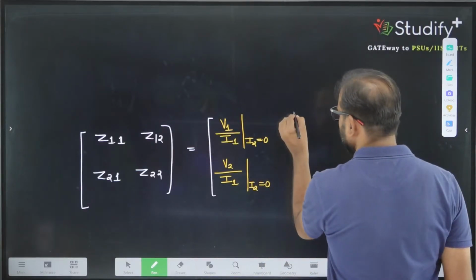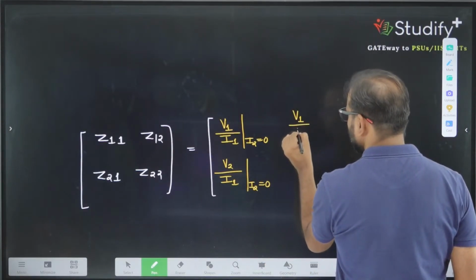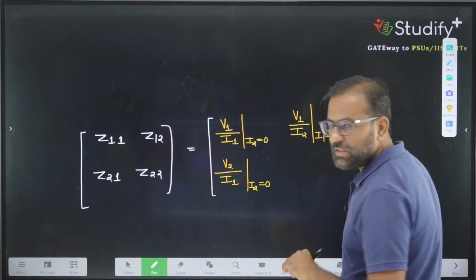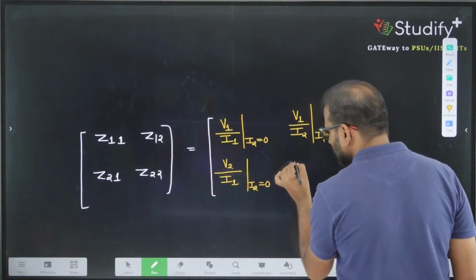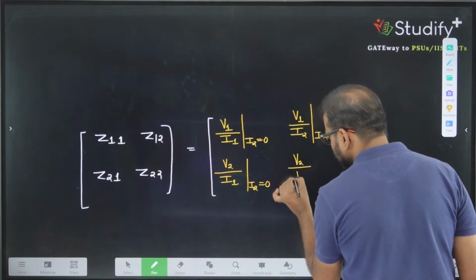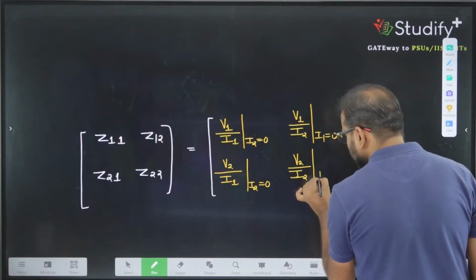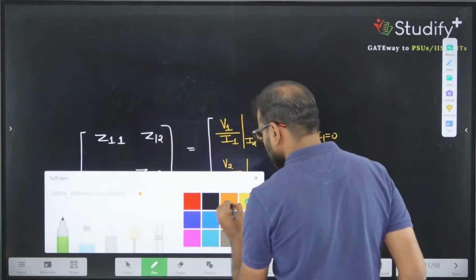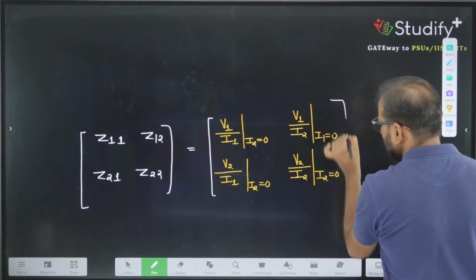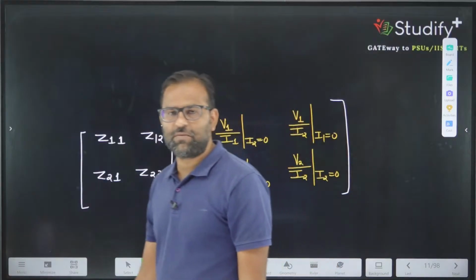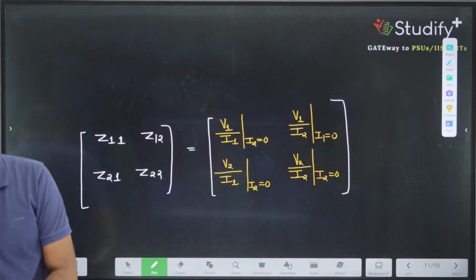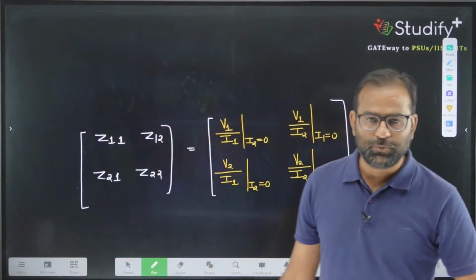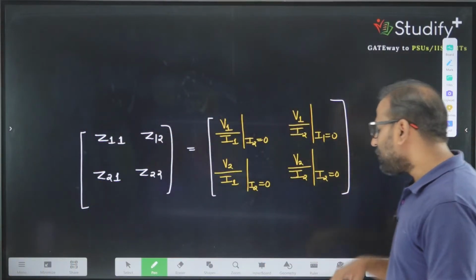And what is Z12? V1 divided by I2 by making I1 equal to 0. And what is one more parameter? One more parameter is Z22, that is the ratio of V2 divided by I2 by making I2 equal to 0. In this two-port network, four Z parameters are available, which are known as Z11, Z12, Z21 and Z22. Okay. There are two conditions also here.